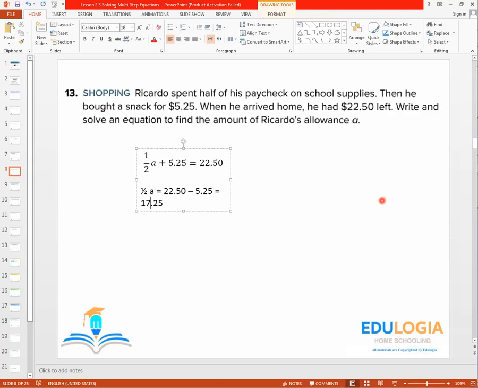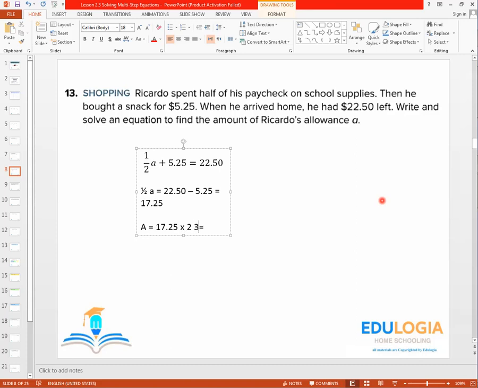Next step, we have half A equals 17.25. Half means divide, dividing by 2. So, to get the value of A, I have to multiply by 2. It's 17.25 multiply by 2.